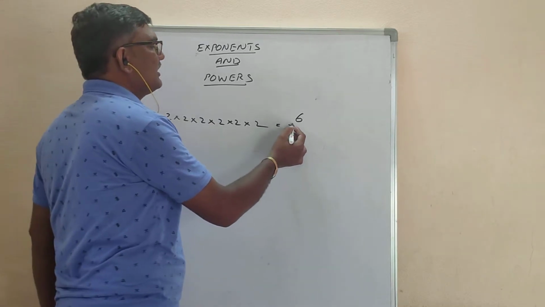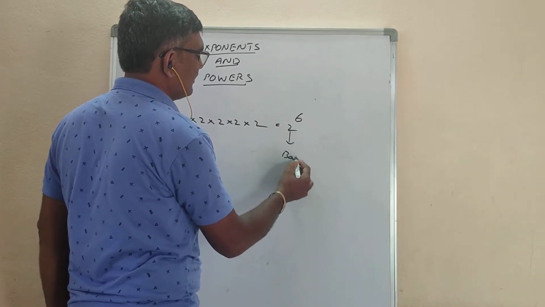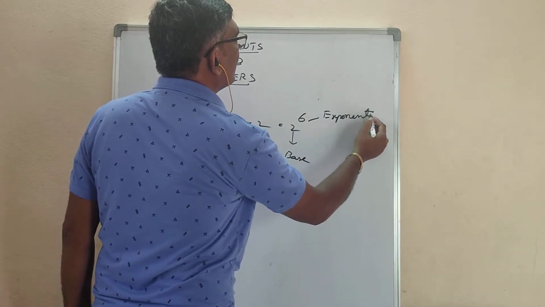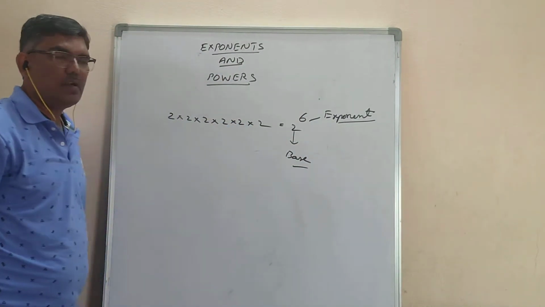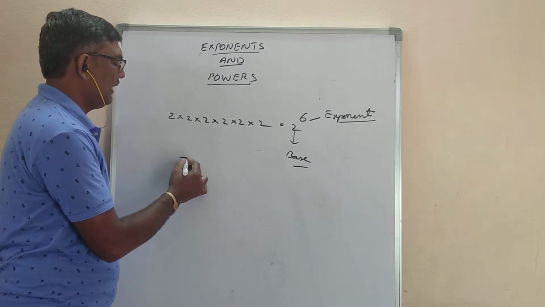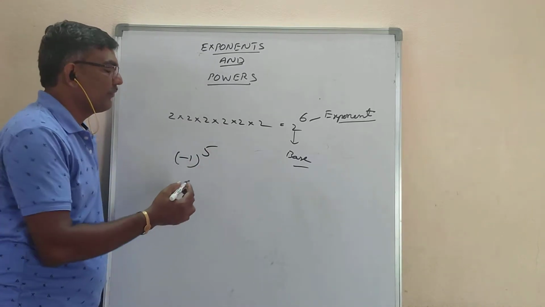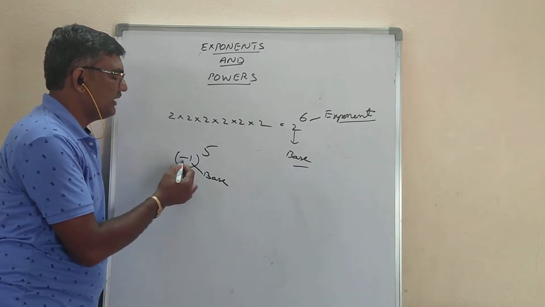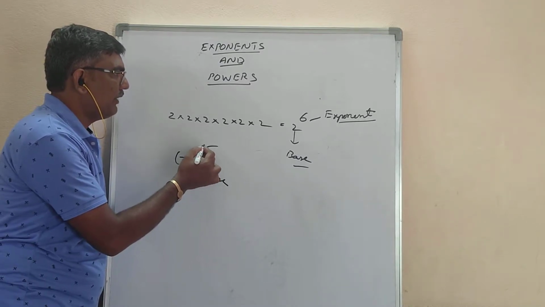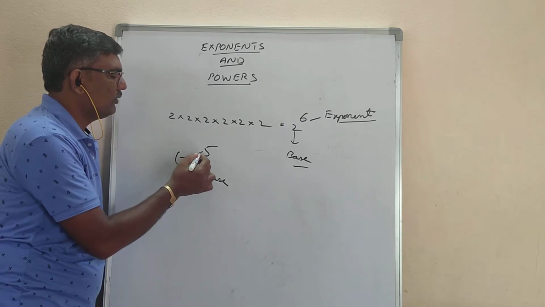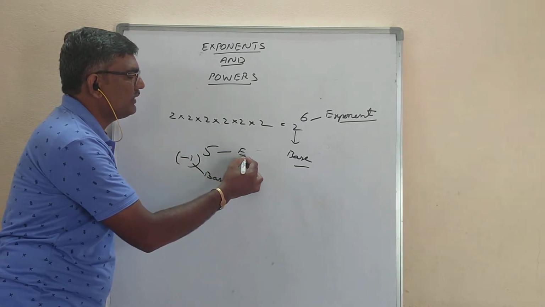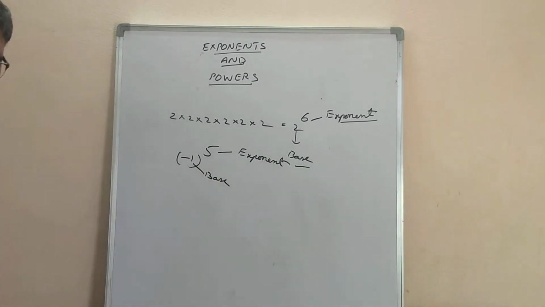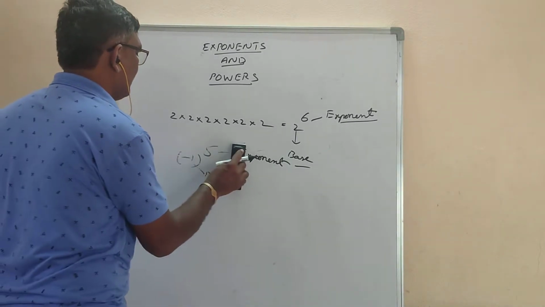So here this 2 is called base and this 6 is called exponent. 2 is called base, 6 is called exponent. If I write minus 1 whole to the power of 5, this minus 1 is called base. So by seeing this, 5 is the power for the entire minus 1. So 5 is called exponent and minus 1 is called base. Like this, we should know about base and exponent.